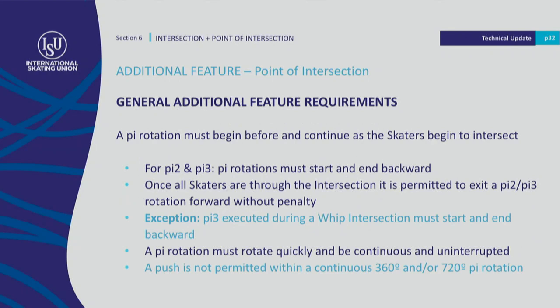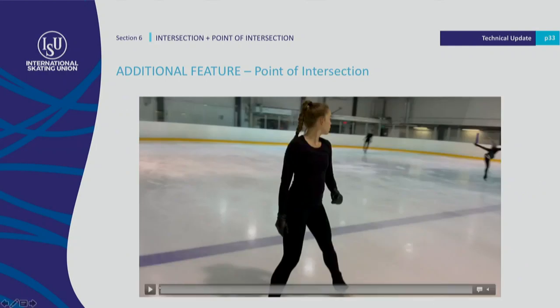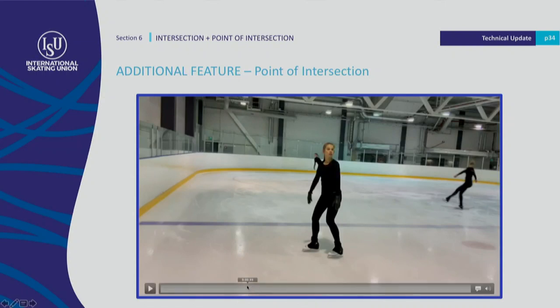The requirements for the PI rotations have been changed also. A push within a continuous 360 or 720 rotation will not be permitted. And if an error is made, a technical panel will lower PI by 1 level. Here is the video example of incorrect 360 rotation with a push in between the backward outside 3 turn and forward outside 3 turn.